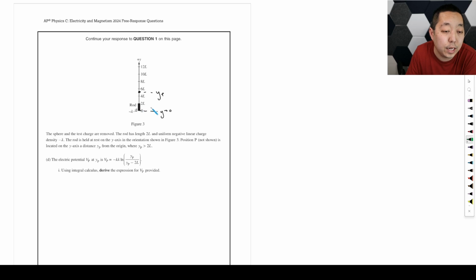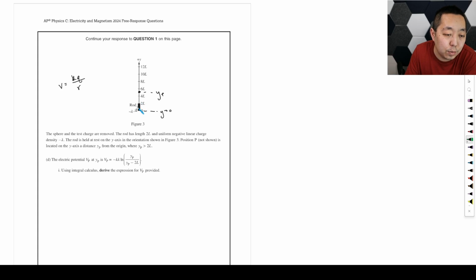So how do we handle potential? Well, the only formula we have for potential is, you could find the electric field and then integrate. That's one way, but there's a more direct way. It's kq over r. Now this is for a point charge, and we don't have a point charge. We have a rod of charge.